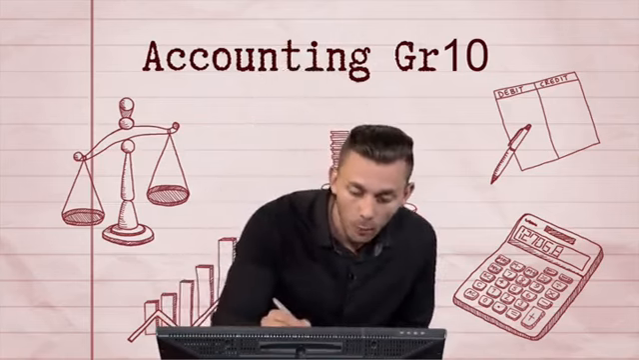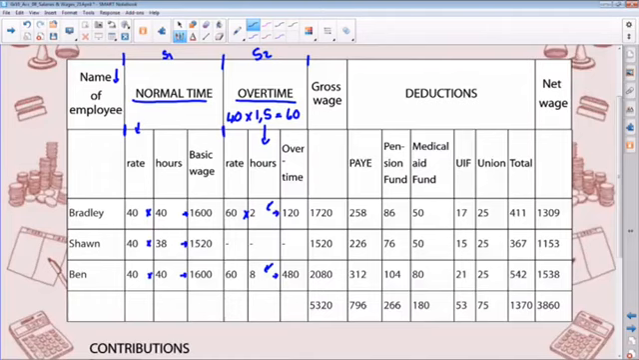But now, let's go further. What is their gross wage then at the end of the month? Let's go and see. What I now need to do is take the basic wage and then the overtime and add it up. So if you take these two amounts and you add that up, you will get the gross wage. And as you can see, Bradley's gross wage is 1,720. Now this one is quite easy. It's 1,520 plus nothing. That will equal your 1,520. And then the last guy, Ben, 1,600 plus 480. And that will give you your 2,080.